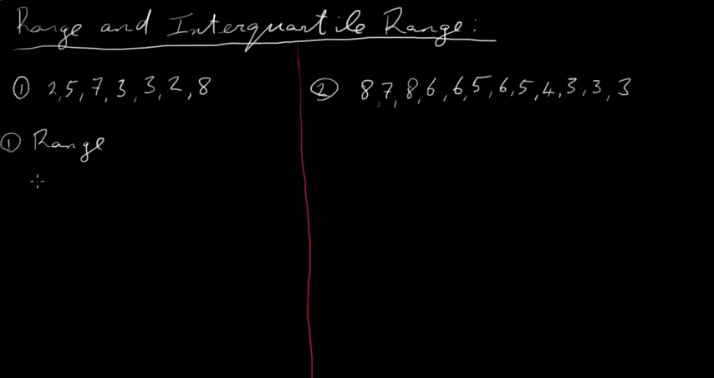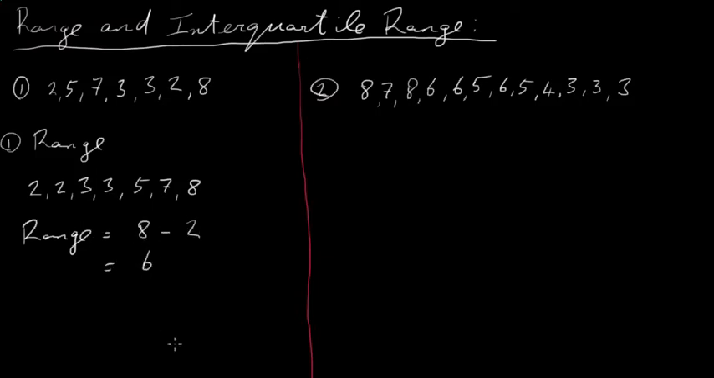So if we put these numbers in order from lowest to highest, we get 2, 2, 3, 3, 5, 7, and 8. So to calculate the range, all you've got to do is write down the highest, subtract the lowest, 8 minus 2, and that gives you 6. So the range in this case, the difference between the highest and lowest, is 6.